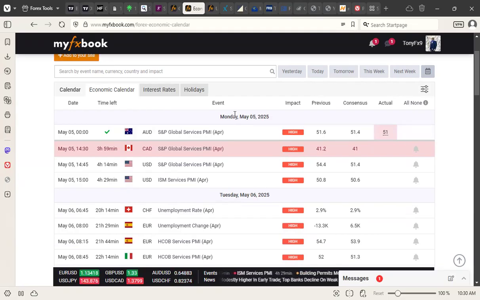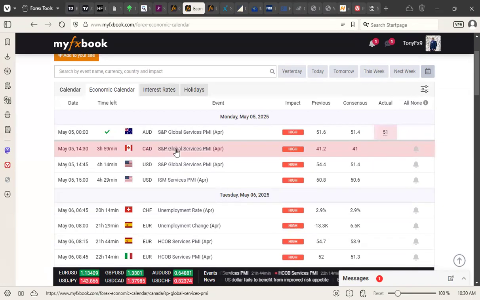So on Monday, today, early in the morning we had the global service PMI for Australia, and it was 51. This global service PMI is meant to make the Australian dollar weak, because it went below expectation, even below the previous figure. But as you can see on the chart, AUD has been giving massive strength against the dollar. That could be some other fundamental involvement that is driving the price.